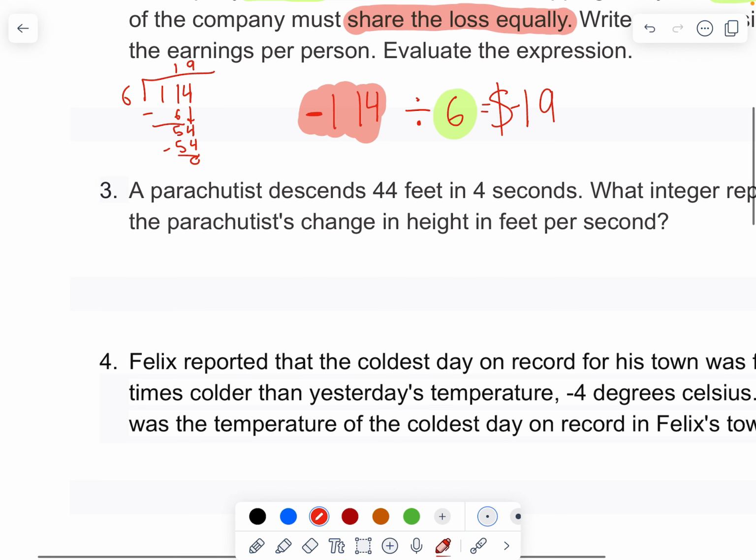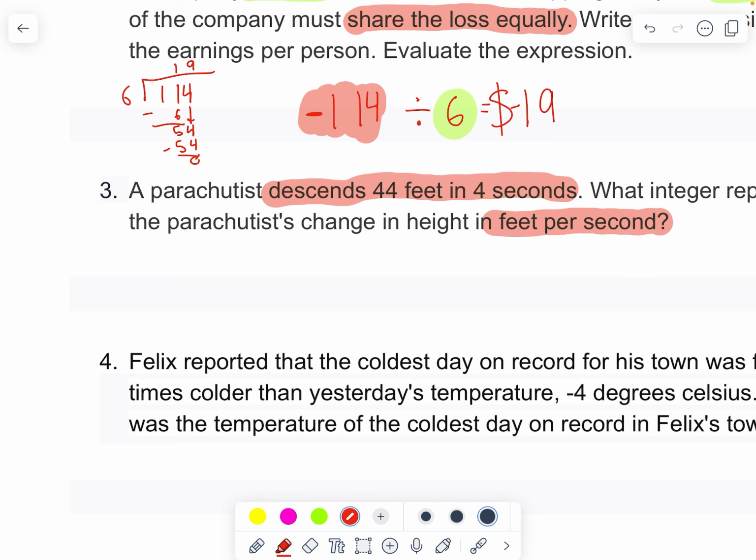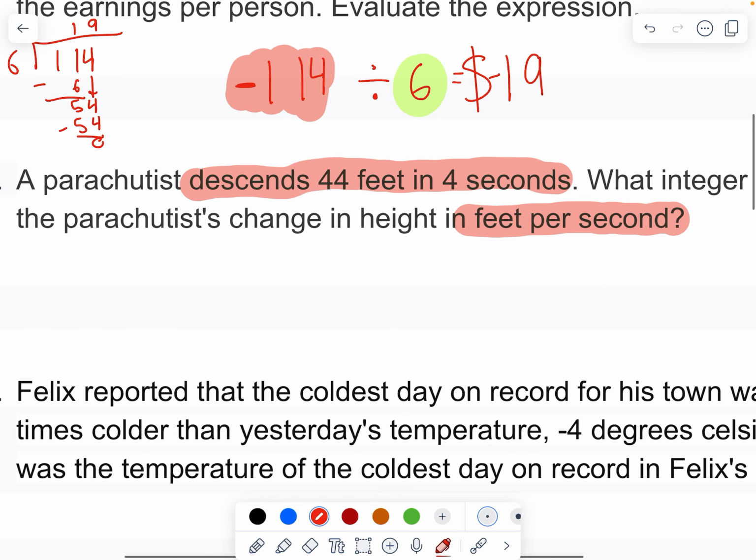Alrighty, the parachutist is descending 44 feet in 4 seconds. We want to find the feet per 1 second. So if you want to find the amount of 1 of something, we're going to need to do division. So we're going to divide our 44 by 4. But keep in mind, they're descending 44. Descending means to go down, so this should be a negative 44.